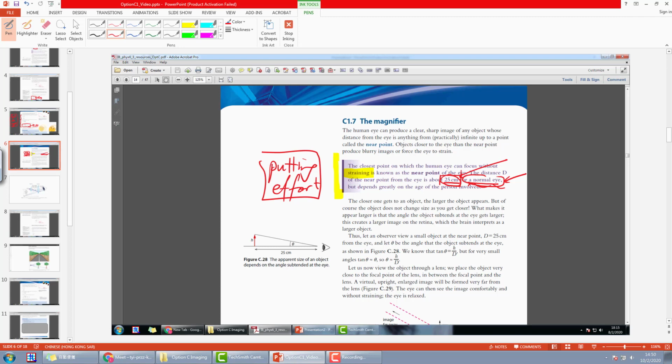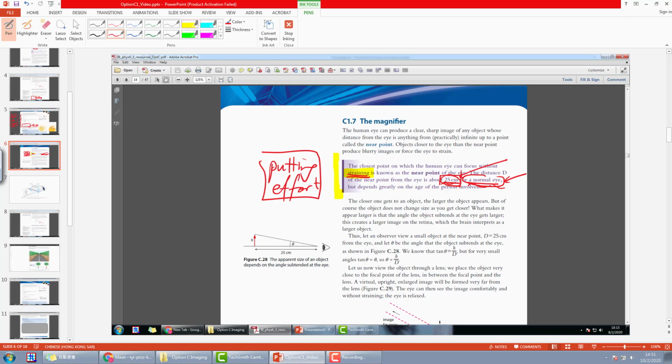So this is just an idea. You could just recall the definition here: it is without effort. It's the distance at which you can see the object, or see the image, without effort. And in IB physics it is always 25 cm.